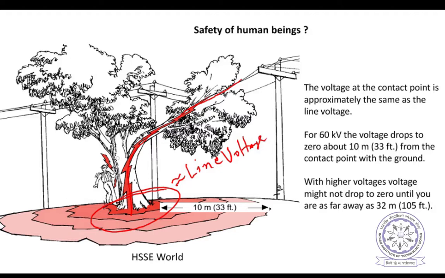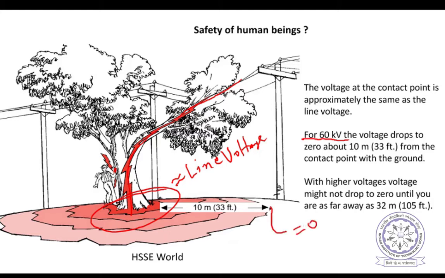So if one touches here and has legs on the ground, definitely a large current will flow through the body, and it may become fatal to living beings. Now you can see that for around 60 kilovolts, the safe distance is roughly 10 meters. After 10 meters, the potential becomes 0.